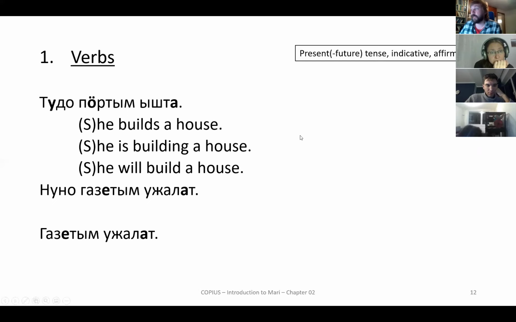But it could also mean he or she or they will build a house. So it can be in reference to future circumstances. Yeah, this is not unusual for Ugric languages. There is a verb to begin, which can be used as an auxiliary, but it is comparatively rare.